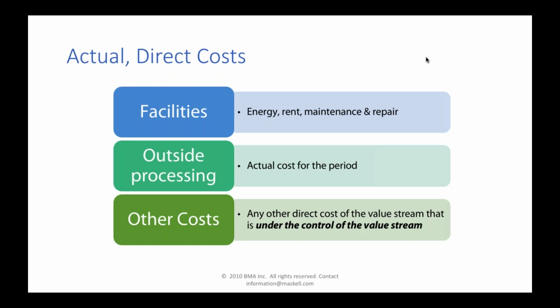Now, I realize some of you might be thinking about supplies and many of the other line items on your income statement. And the creation of the value stream income statement is really a line-by-line exercise. I purposely didn't get into a lot of details, but when you're creating the value stream income statement, you look at all your expense line items and you try to understand how these costs are incurred, and how they can be directly charged to a value stream or not. If not, put them in support.